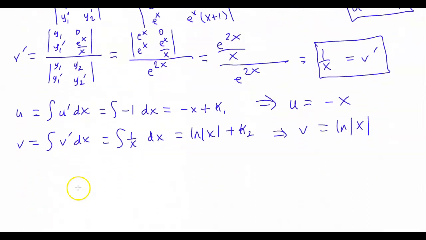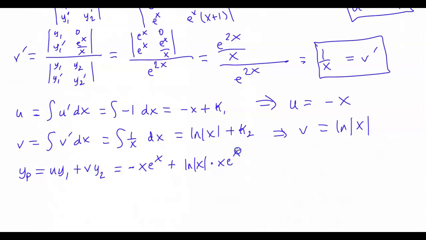All right, so now that we have this, we know that our solution y sub p, which is u y1 plus v y2, ends up just being minus x times y1, which was e raised to the x, plus v, which is natural log of absolute value of x, times y2, which was x e raised to the x.